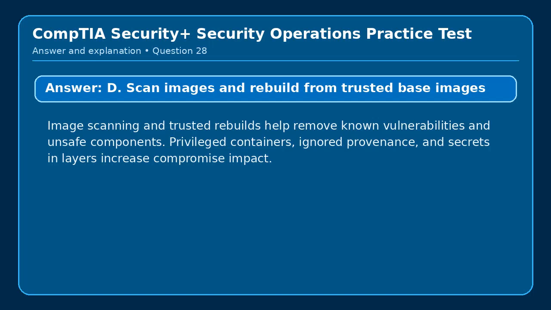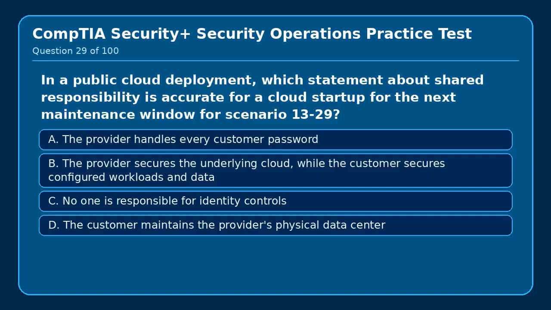The answer is B. The provider secures the underlying cloud, while the customer secures configured workloads and data. Shared responsibility divides duties between the cloud provider and the customer based on service model. Passwords, physical facilities, and identity controls cannot be ignored or assigned incorrectly.